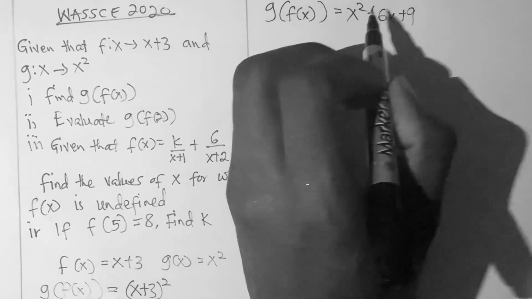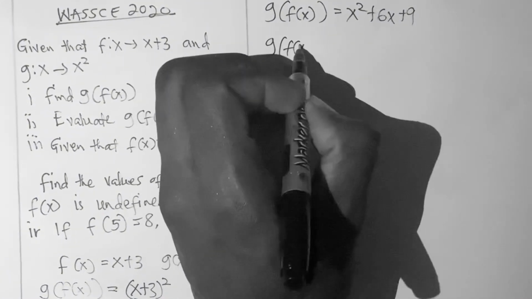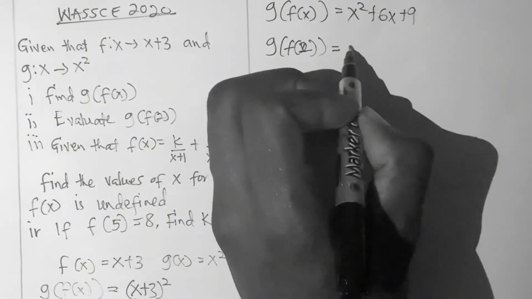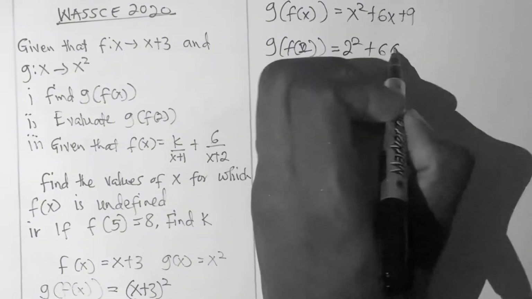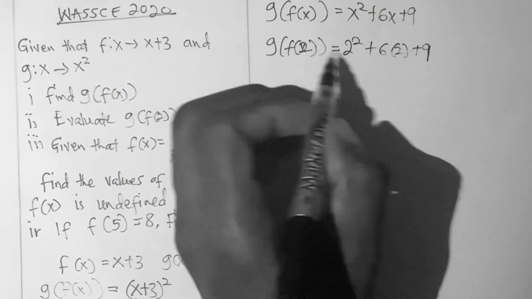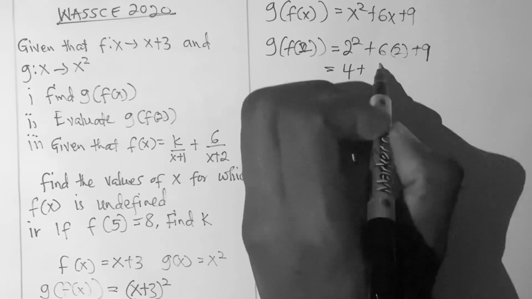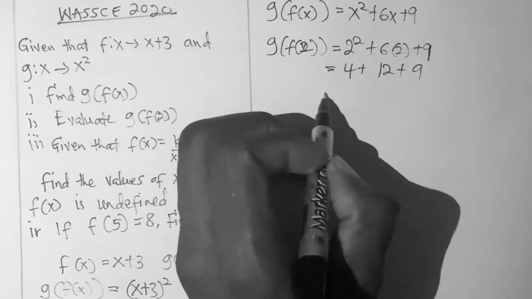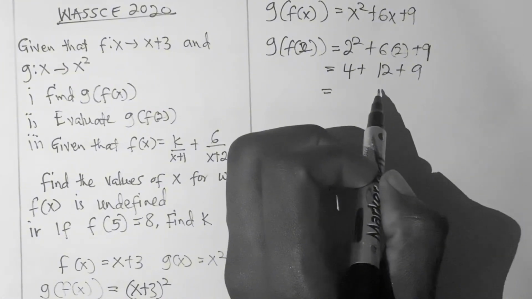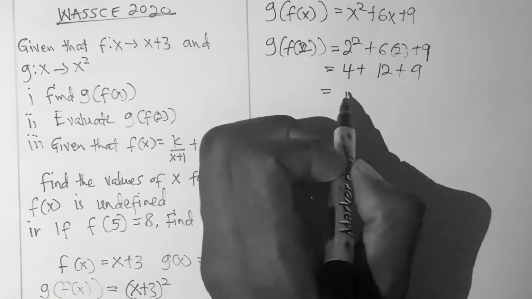The question says we should find, in the second part, g of f of 2. So wherever we see x here, we need to replace it with 2. So this becomes 2 squared plus 6 times 2 plus 9. 2 squared is 4, 6 times 2 is 12, plus 9. So this is equal to 4 plus 12 is 16, and 16 plus 9 is 25.